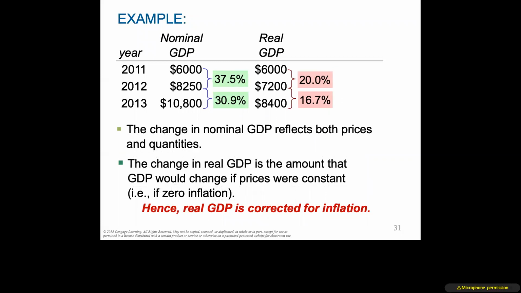So the real GDP is corrected for inflation. The change in the real GDP is the amount that GDP would change if prices were constant. What we're saying with the real GDP is if the prices stayed the same, i.e., there is absolutely no inflation, this is what would happen to the economy as a whole. The nominal GDP is the growth in the gross domestic product with inflation included.